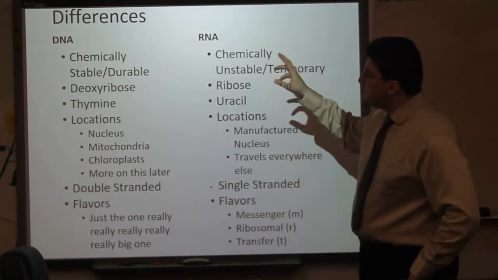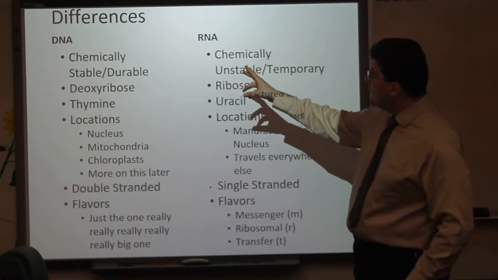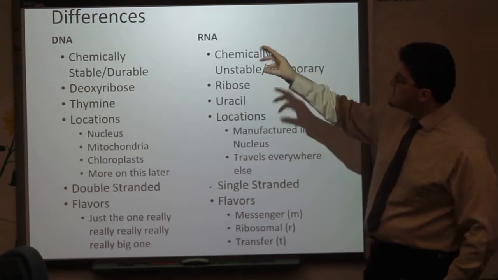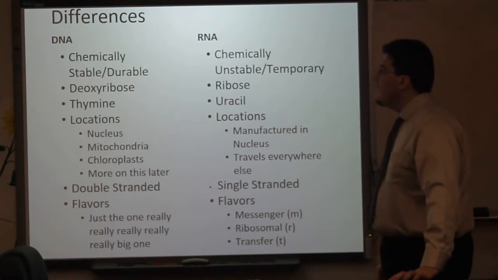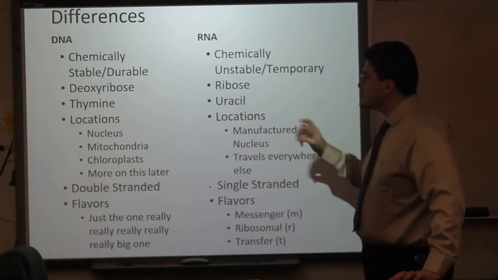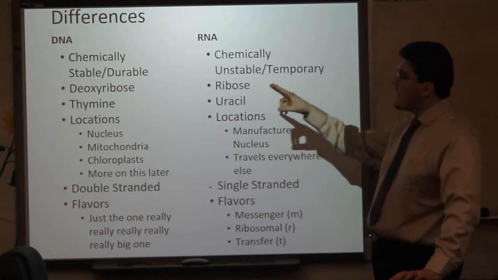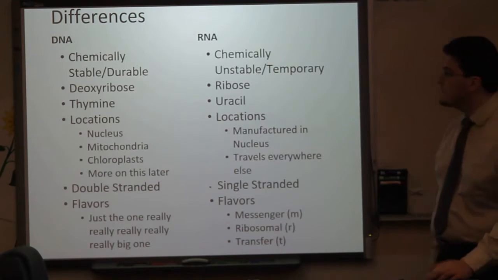So the differences between DNA and RNA. DNA is more chemically stable than RNA. DNA is more durable, whereas RNA is somewhat temporary. DNA is composed of deoxyribose sugar. The pentose sugar is deoxyribose, whereas in RNA it is ribose, the pentose sugar.